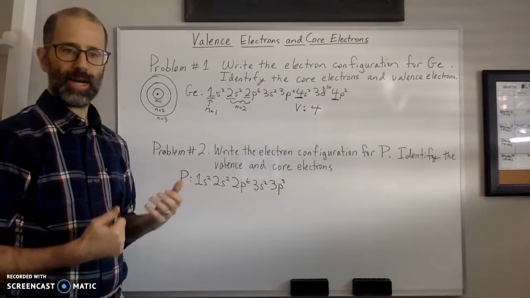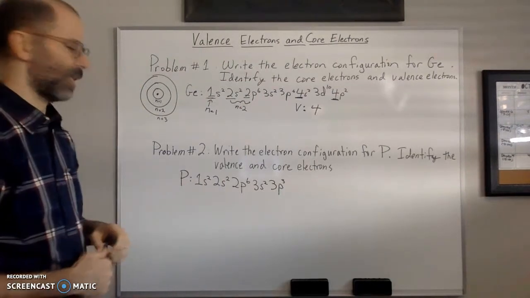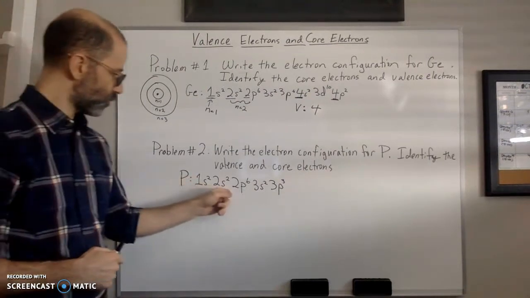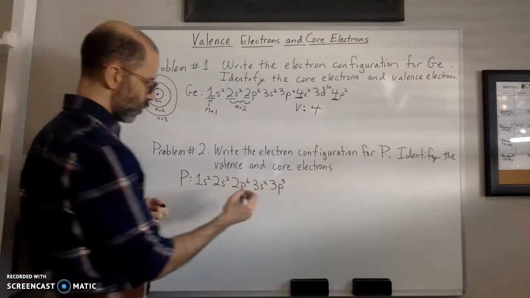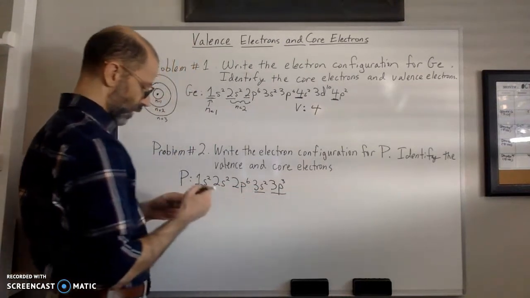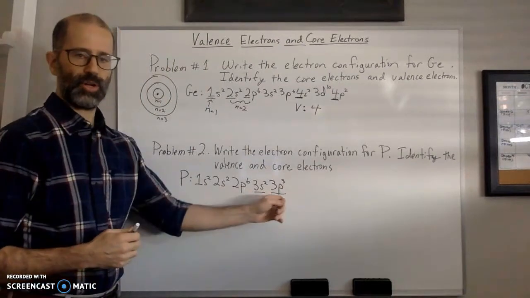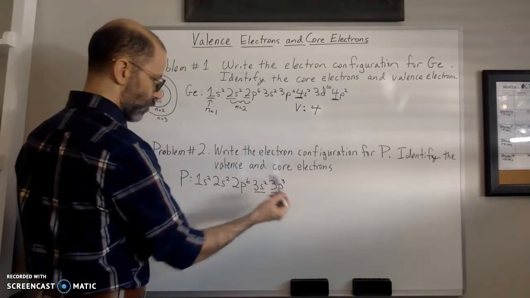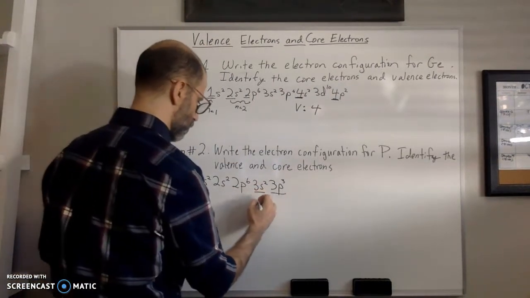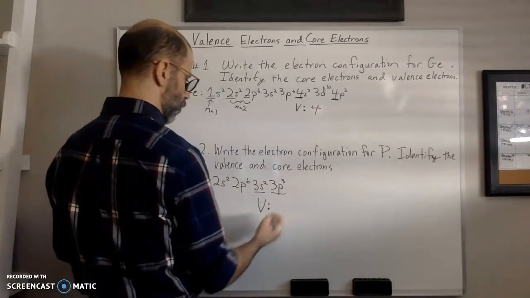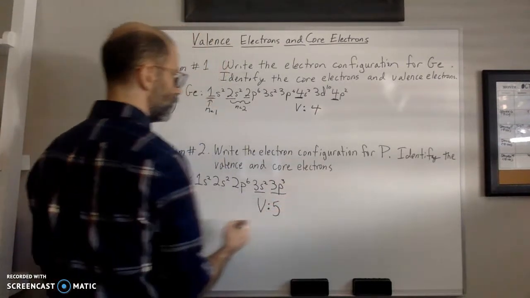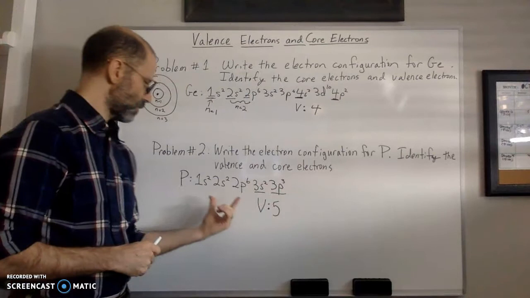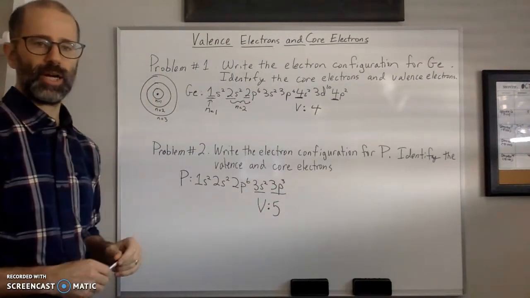We want to identify the core and the valence electrons. Again, the valence electrons are going to be in the highest energy level. So we have 1, 2, and 3. 3 is the highest. So these 2 sublevels are going to be where your valence electrons are. So we have 2 electrons here, 3 electrons there. So the number of valence electrons is going to be 5. So those are 5 electrons. So these are the valence electrons. These are the core electrons.